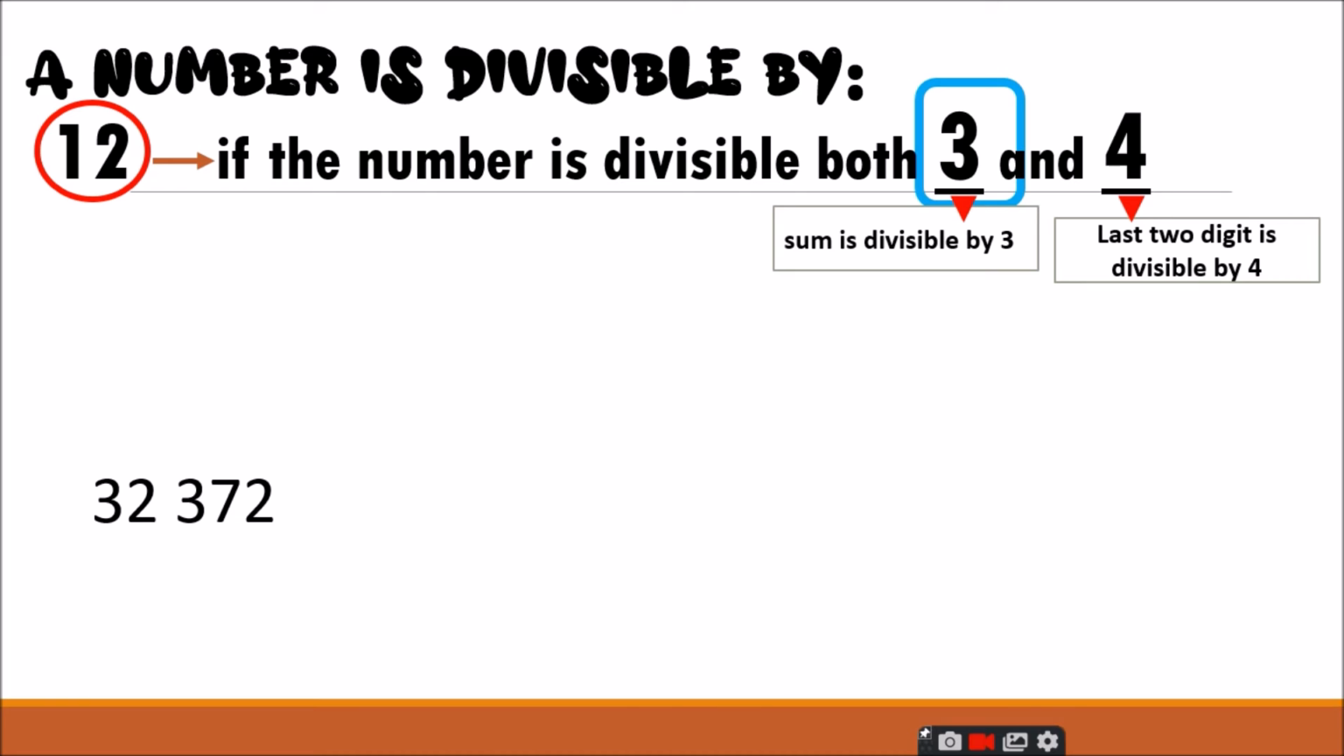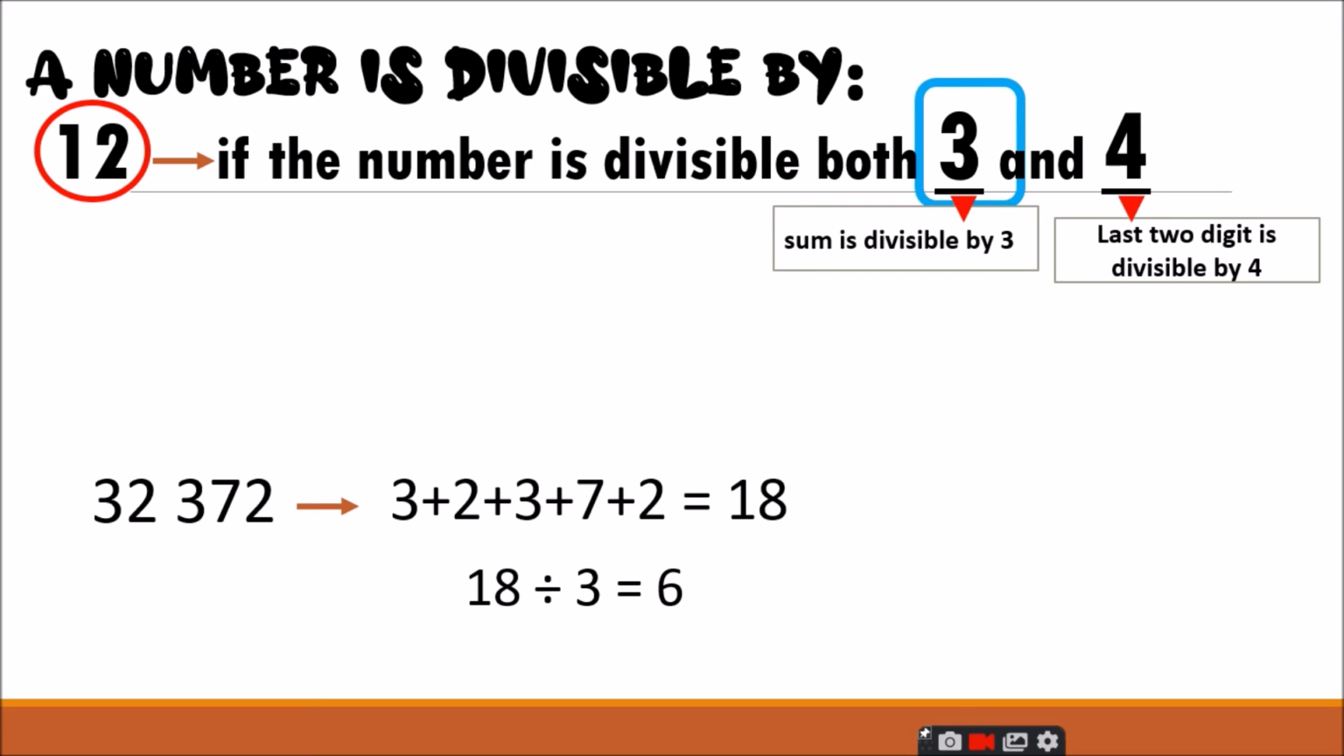32,372. So let's check if it's divisible by 3 by getting the sum of the digits. So 3 plus 2 plus 3 plus 7 plus 2 is equal to 18. Let's check if 18 is divisible by 3. So 18 divided by 3 is equal to 6. So we can say that this number is divisible by 3.